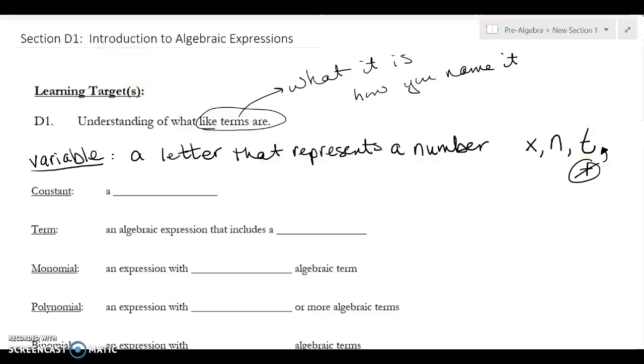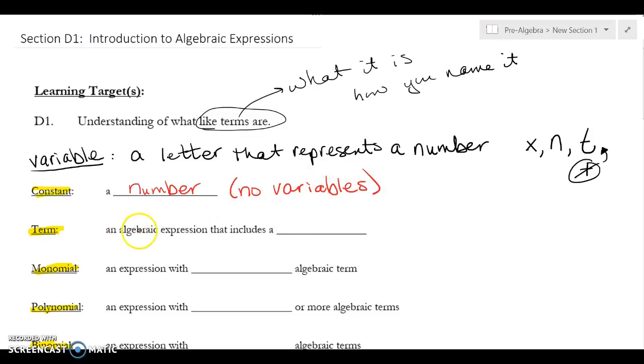Okay, so we have a lot of different definitions, so I'm just going to highlight all of them right now. So we have a constant, a term, monomial, polynomial, and binomial. Okay, so let's first of all find out what a constant is. A constant is something that never changes, it stays constant, and that's just something with a number. So this has no variables, it's just a number.